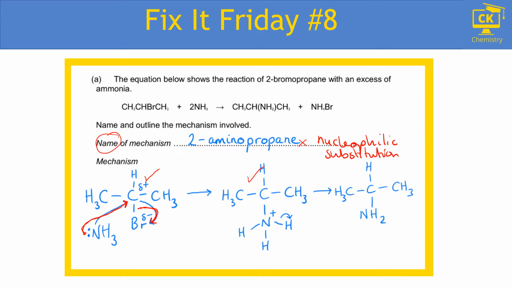So the N has a positive charge. That's because it's used its lone pair to bond with the carbon, which has lost a pair of electrons. And so you can imagine that the carbon became positive and the nitrogen donated its lone pair to the carbon, which left the nitrogen positive.